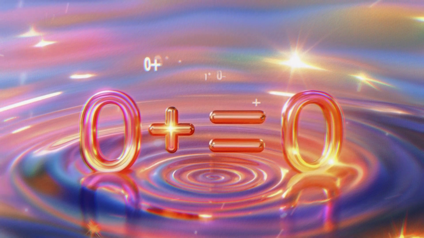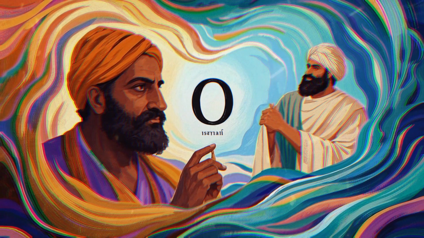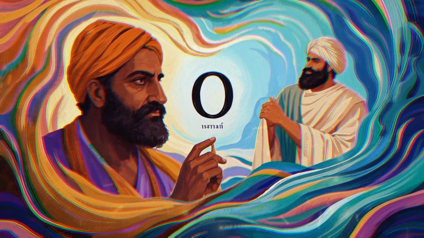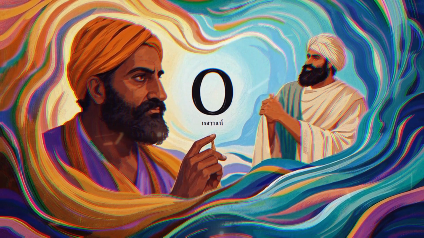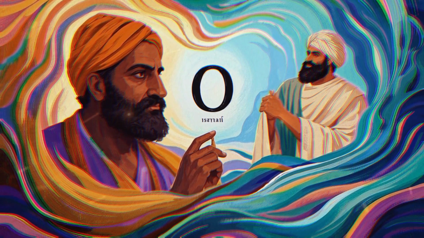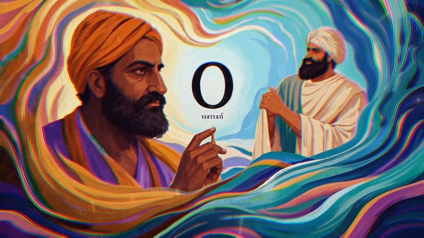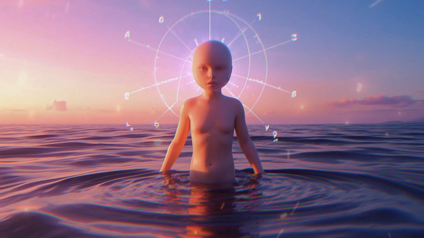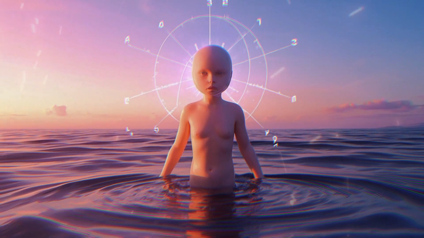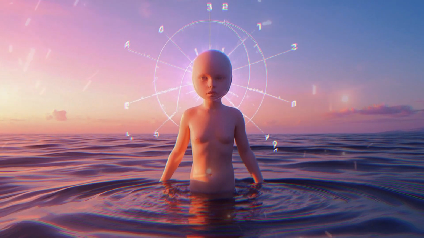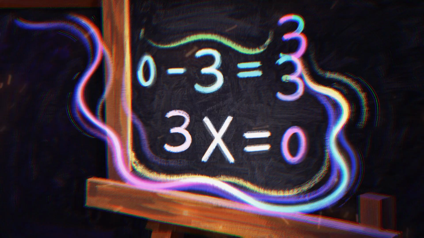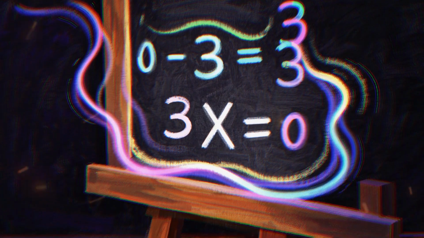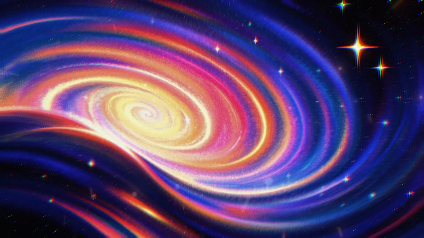But here's where Brahmagupta's breakthrough becomes truly revolutionary. He didn't just accept 0 as a placeholder, like the Babylonians had done centuries earlier. He treated 0 as a number with its own personality, its own behaviors, its own mathematical rights and responsibilities. 0 minus 3 gives you -3. 3 times 0 gives you 0. These weren't just accounting tricks. These were fundamental laws of reality being discovered for the first time.